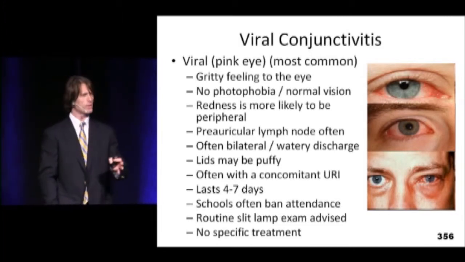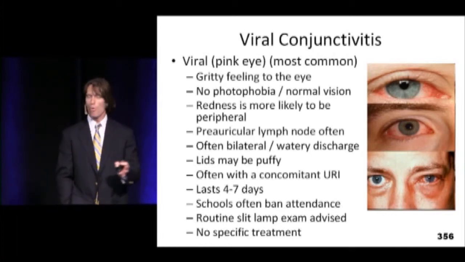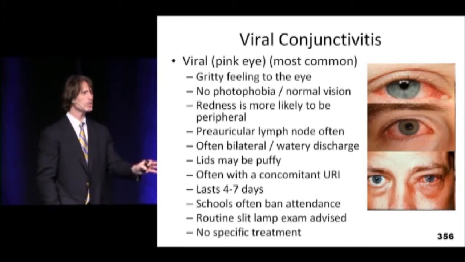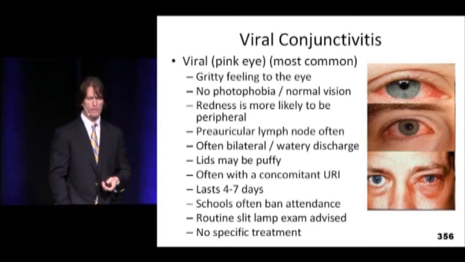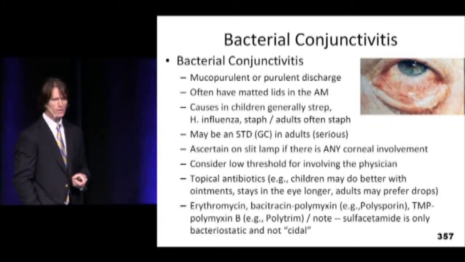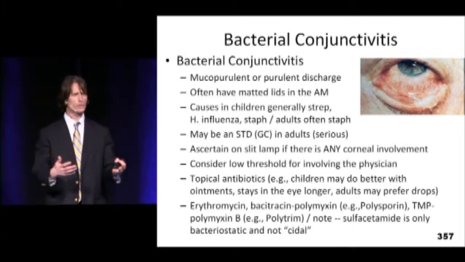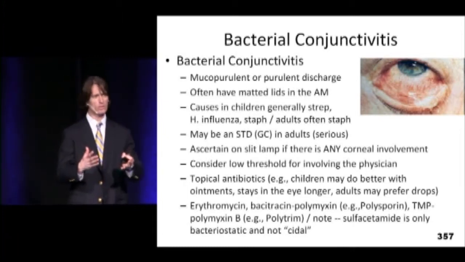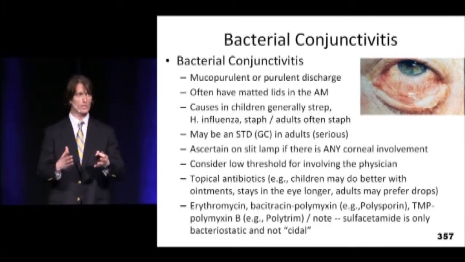One other way you can differentiate this is that they will have preauricular lymphadenopathy, where bacterial conjunctivitis won't have nodes. And that's counterintuitive to me. It probably is to some of you also. But that will help you differentiate what you have. Bacterial conjunctivitis, you're going to have significant swelling, a lot of purulent drainage. It just looks different.